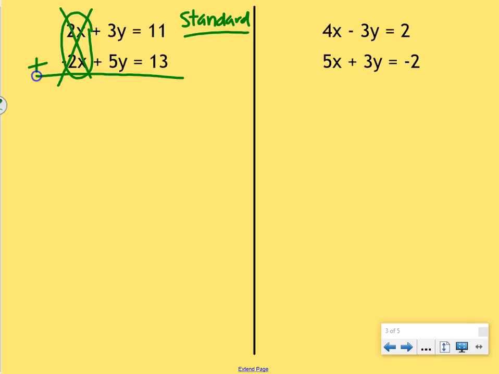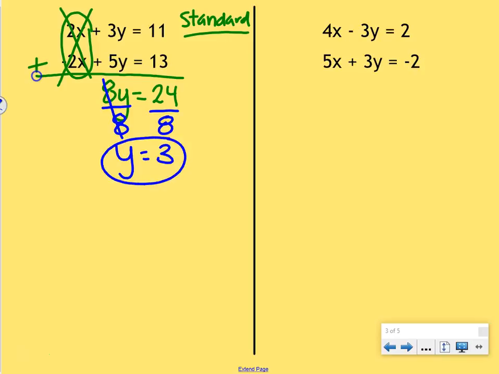Now, 3y plus 5y is 8y equals 11 plus 13, 24. Just one big addition problem. Now we have only one variable. We can solve very easily for this variable by dividing by 8 on both sides. y equals 3. Now we have one variable, but we need the other variable. We need x. So this is where we're going to use our skills of substitution.